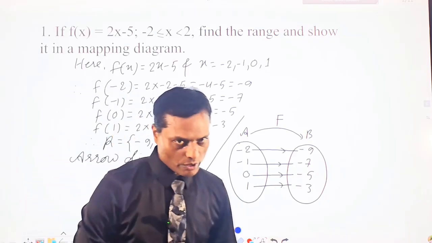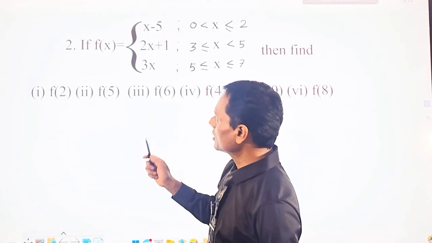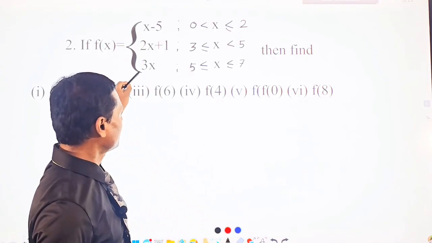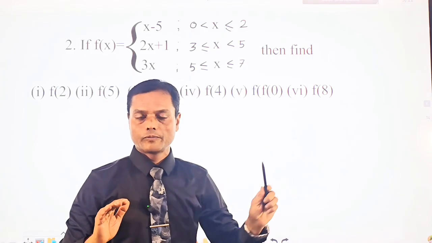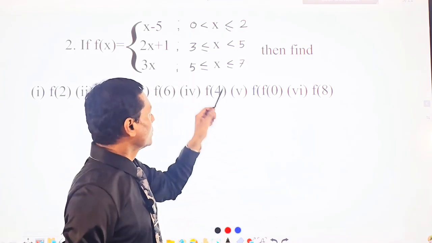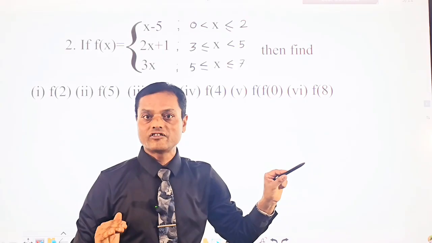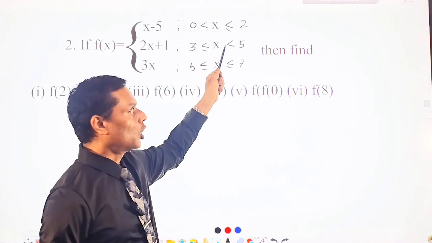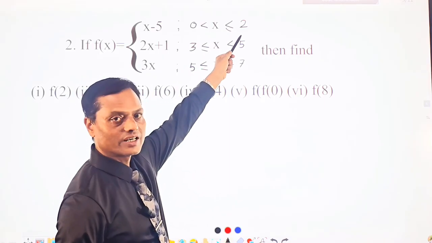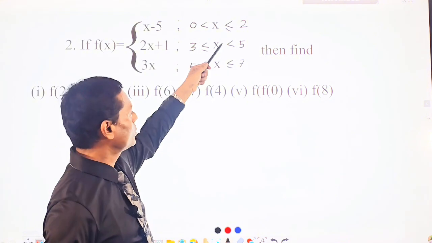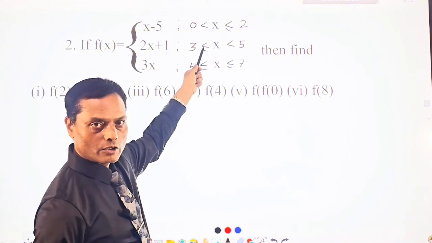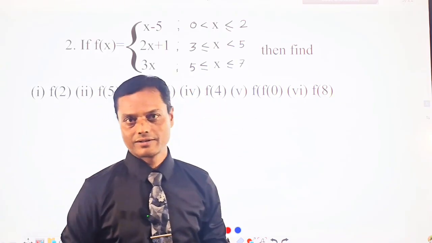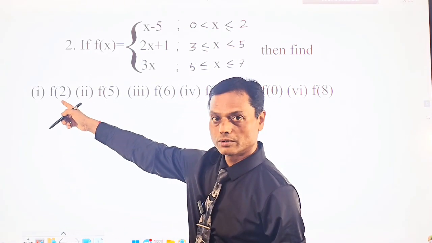So moving to the second question, here you can see f(x) equals x minus 5, 2x plus 1, 3x, and we have the conditions, right? So in one question, actually we have 3 parts. f(x) is equal to x minus 5, and it's valid for all the values of x which are less than or equal to 2. It is 2x plus 1 for x more than or equal to 3 and less than 5, and 3x for x more than or equal to 5 and less than or equal to 7, right? So how to get the value of f(2)?